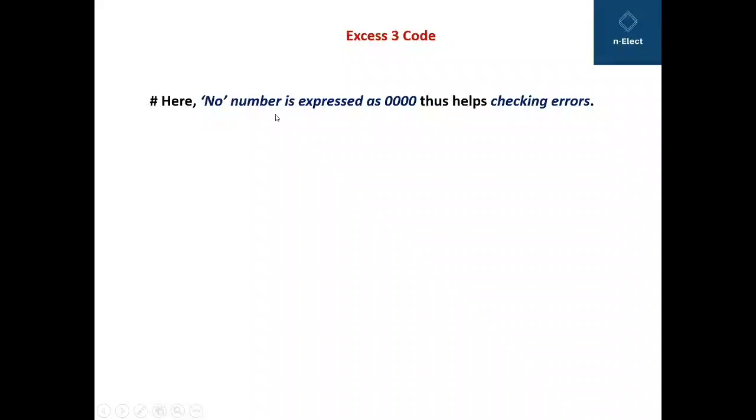Here no number is expressed as 0000 because it is 3 more than the number. Therefore the minimum you will get is 0011, and from 0011 you will get the above numbers, and this helps in checking errors.